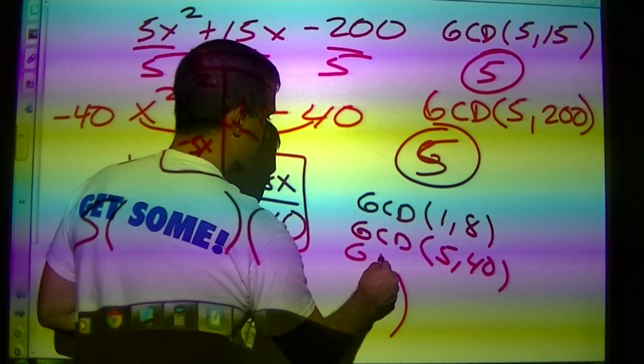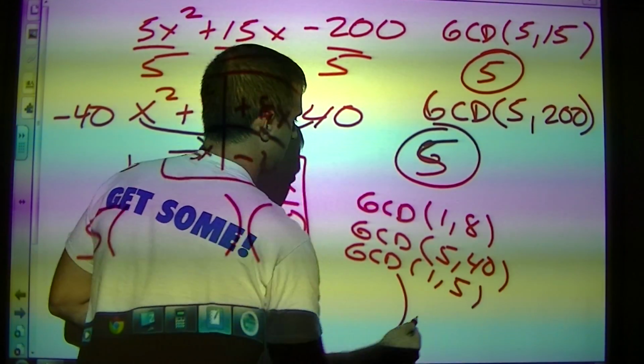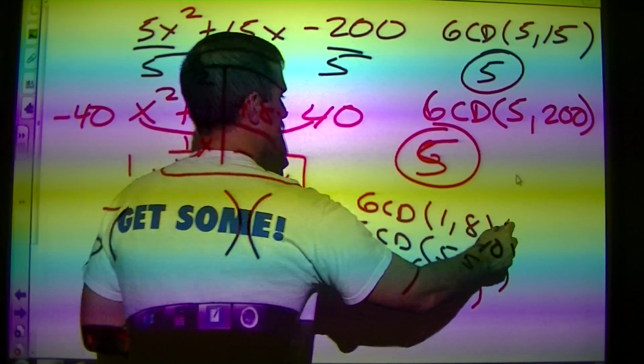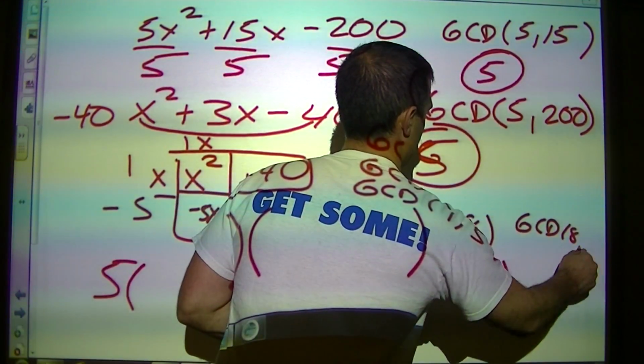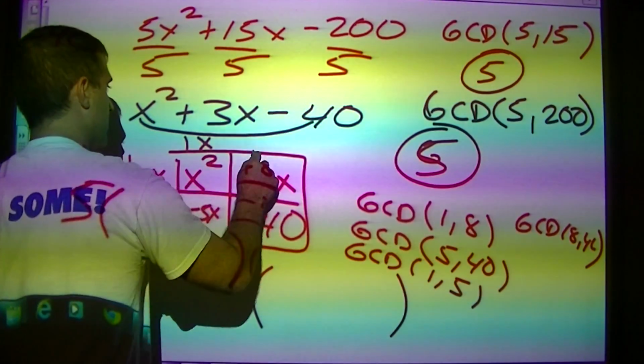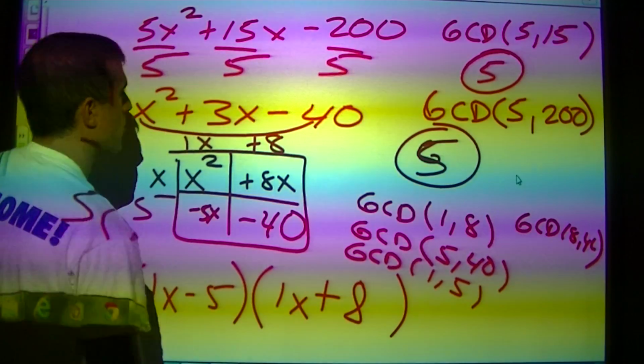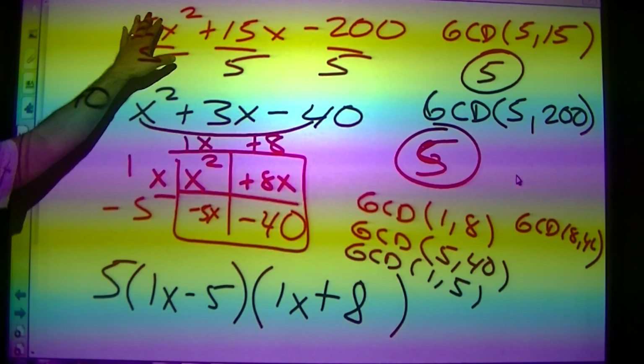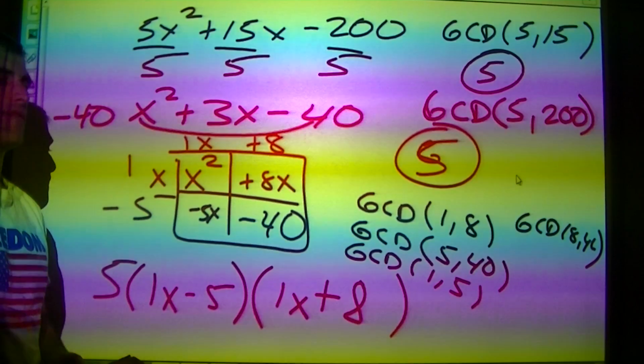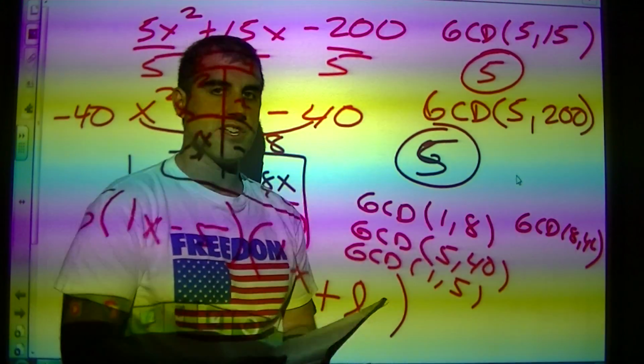GCD 1 and 5, that would give me 1. And GCD 8 and 40, that would give me 8. So I put my answer down, that would be my answer. So you want to double check at the beginning that you don't have a GCF. And that's just going to take some practice.